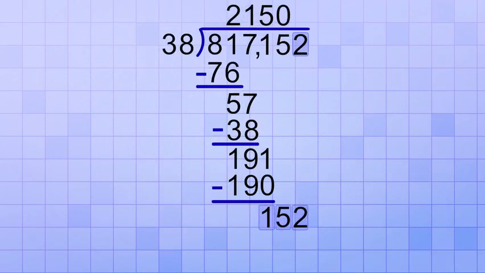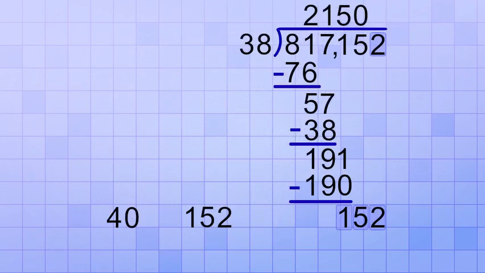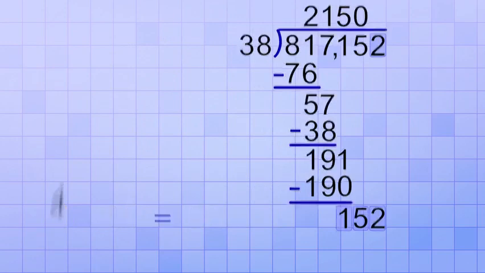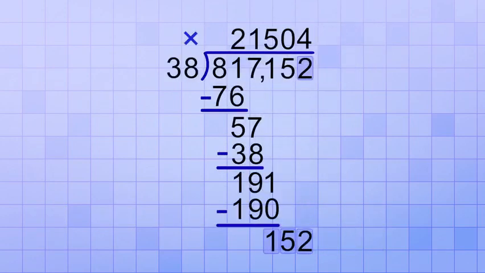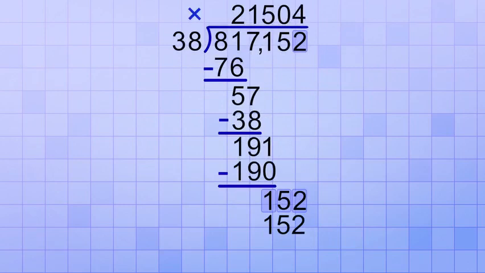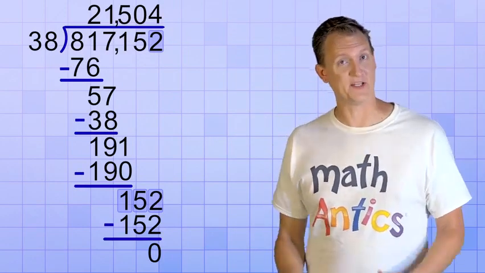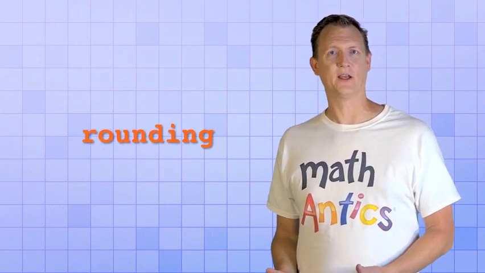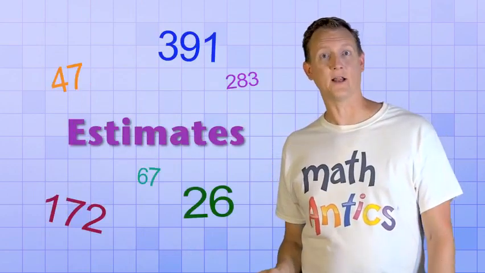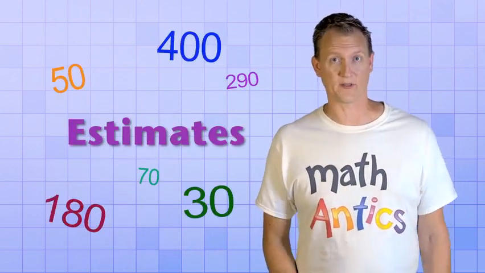To estimate this one, I'm going to round those numbers to 40 and 160. And since 4 times 40 equals 160, I'll put 4 in the answer line as my estimate. 4 times 38 equals 152. And 152 minus 152 leaves no remainder, and we're done. Wow, that was a lot of work. But did you see how much rounding helped us out? We made good estimates each time by rounding the numbers we were working with.